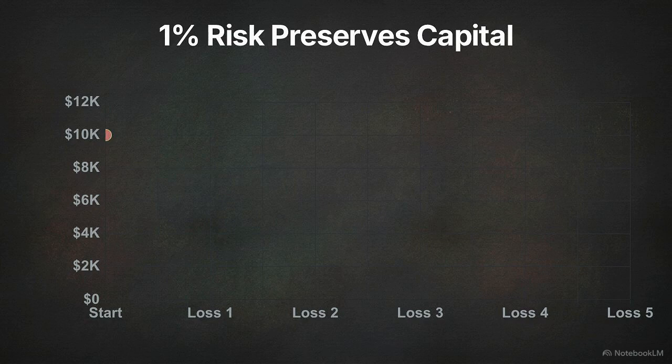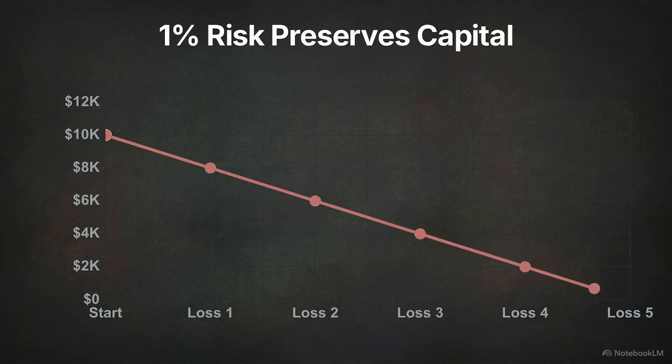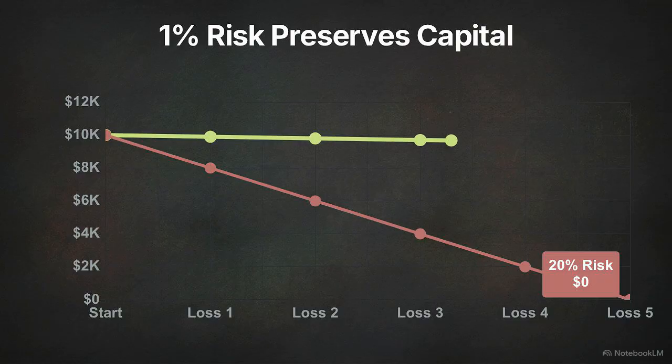Compare two identical $10,000 accounts. Risking 20% fails because returns aren't linear. 5 consecutive losses drops this account to 0. But a strict 1% risk rule means only a 5% drawdown.